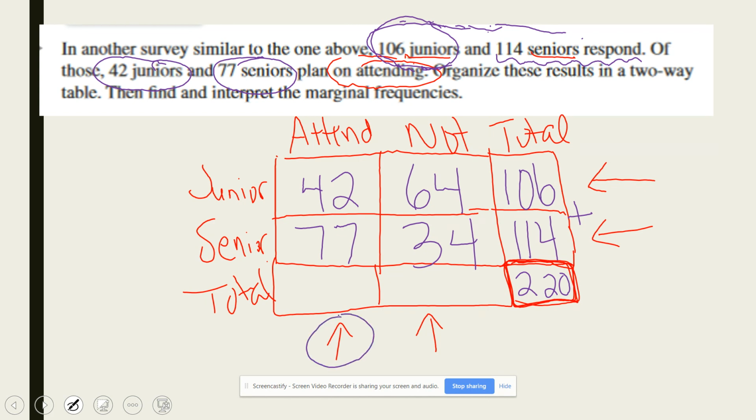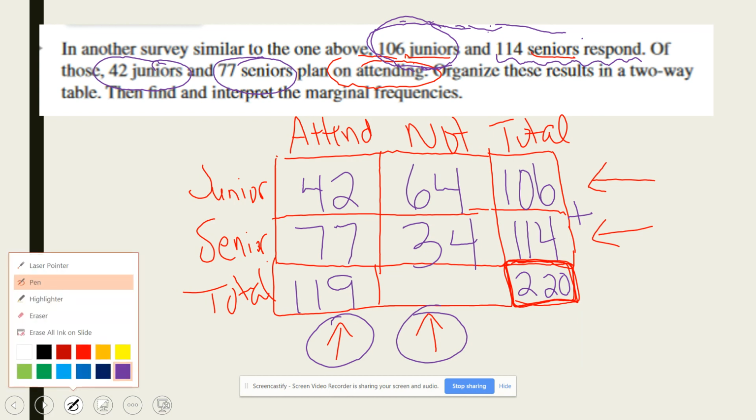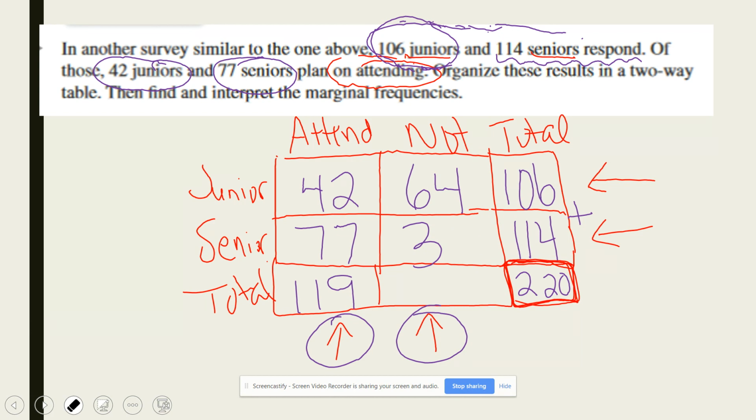Now I can get my total that are attending or not attending by adding those columns. So 42 plus 77 is 119, and 64 and 34, wait a minute, that's not right. That should be 37. Sorry about that. 37. So 64 and 37 is 101.